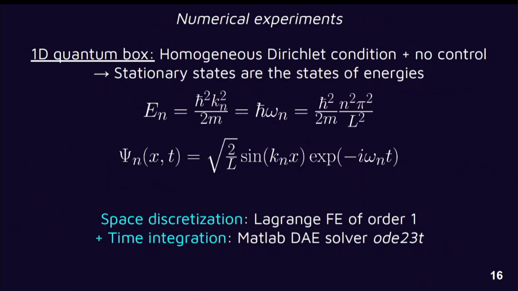So we can apply it to simple numerical experiments. Here we model a one-dimensional quantum box. So we apply homogeneous Dirichlet conditions on all the boundary, and there's no control at first. The stationary states are well known and analytically known, and these are oscillating modes. And for the following simulation, we use Lagrange finite elements of order 1 for the space discretization, and we integrate the resulting differential algebraic equation with a MATLAB time integrator.